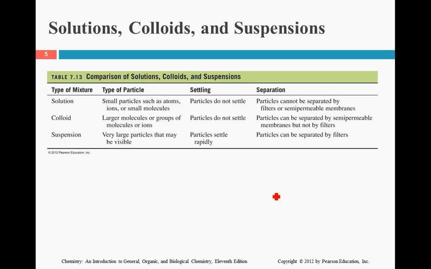So here is a summary of the three parts: the solution, colloids, and suspensions. Notice that particles get bigger as you go down. Also, suspension is the only one that's going to settle out. They're also the only ones that are being filtered. So these are the three ways to separate it. You can't really separate a solution by trying to pass it through some kind of a membrane. You'd have to boil it or something.